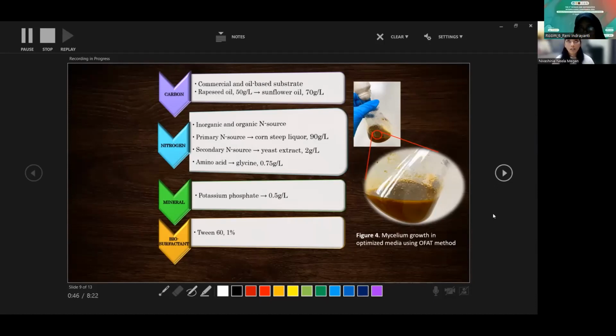But when it comes to industrial scale cultivation, we still have to consider the amount of minerals that we want to add to the composition. So in here, we have chosen the second best concentration, which is 0.5 gram per liter. And there is a new element we have added over here, which is biosurfactant, in order to emulsify the oil substrate and further facilitate the movement of lipid to produce riboflavin efficiently. So over here, we have chosen Tween 60 at 1%. This is how it looks after the media was optimized using the classical method.